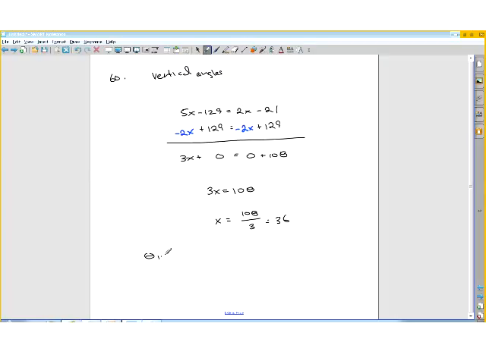The answer is the angles. So we'll say again, theta 1 is the 5x minus 129. So we do 5 times 36 minus 129. And I'm actually going to get my calculator out for that. All these ones I'm doing in my head, you can use your calculator. You should try to do it in your head. It's good mental exercise. 5 times 36 minus 129 is 51.